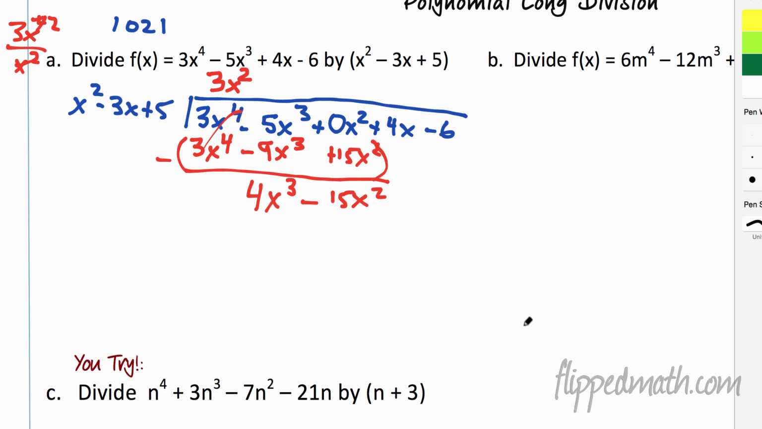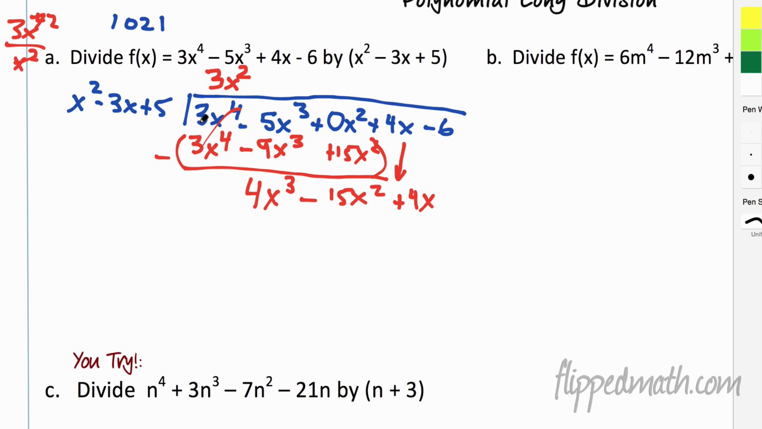So the next question is, what do we do next in long division? We bring down. We bring down from up here. It's going to be that 4x. So it's a positive 4x or plus 4x. So now we have a trinomial again. Guess what? We play the same game all over again. So how do you go from x squared to 4x to the third? It's how many times does this go into that? What do you multiply by to go from x squared to 4x to the third power? You need to multiply by a positive 4, and you need another x.